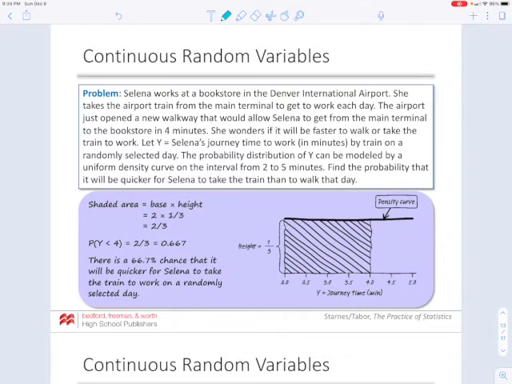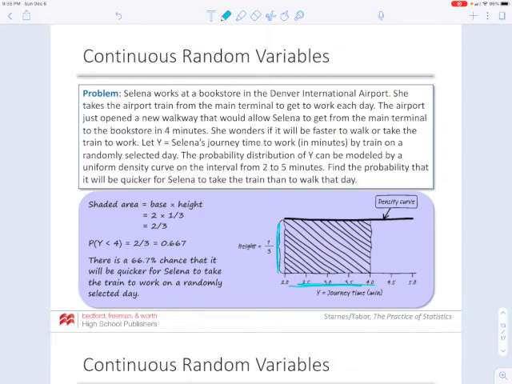So we're at 2 to 5 minutes. It says that the new walkway would allow Selena to get from the main terminal to the bookstore in 4 minutes. So that's why we're looking at less than 4. So the shaded area is base times height: 2 times 1/3, because you have 2 minutes, and the height here is 1/3. Now, how do we know the height?